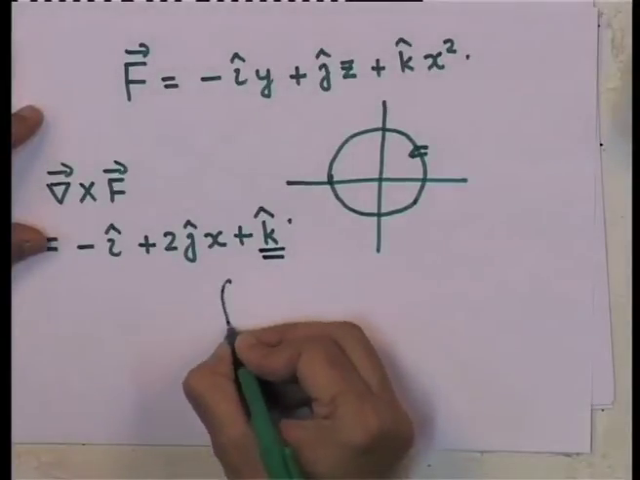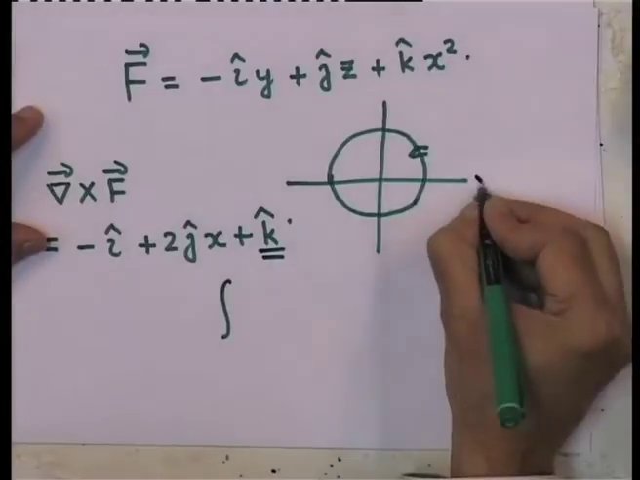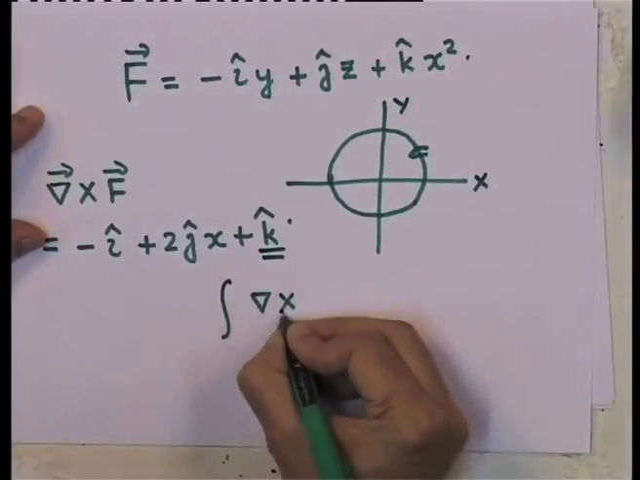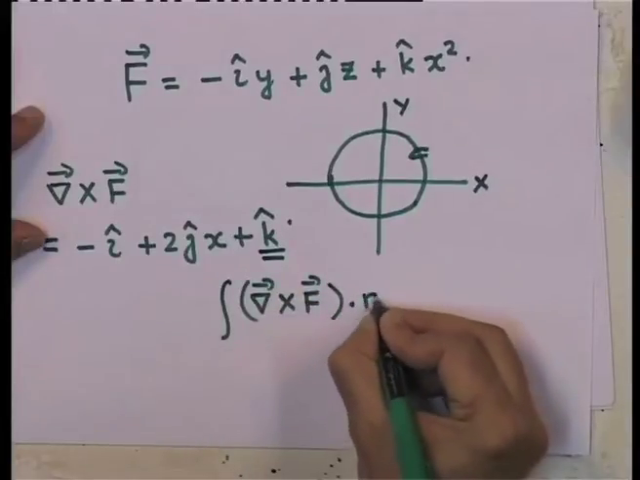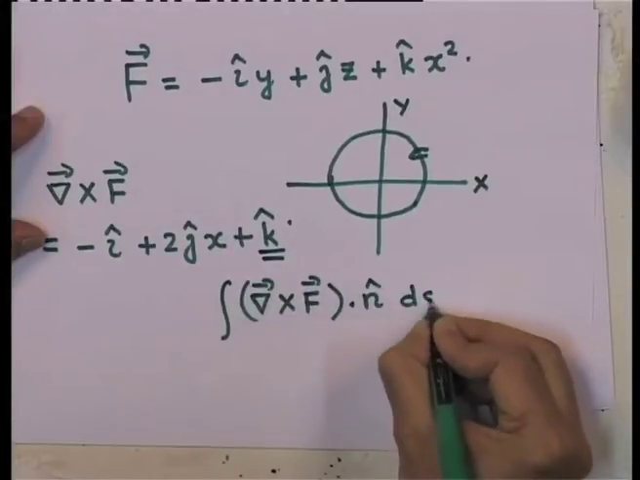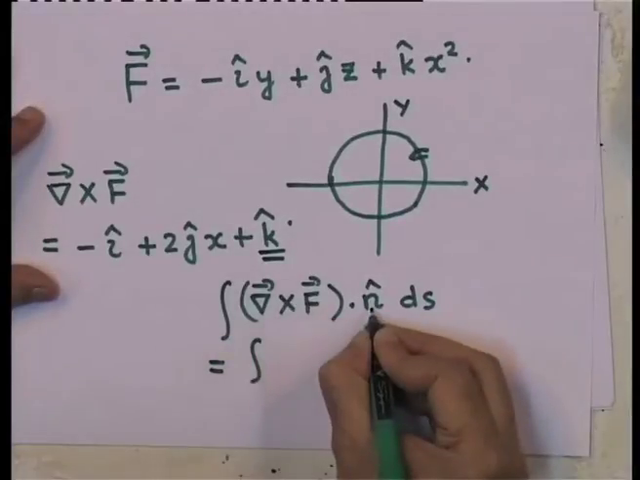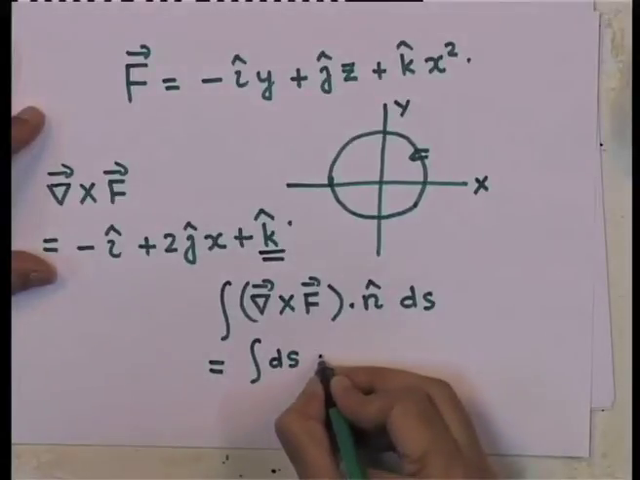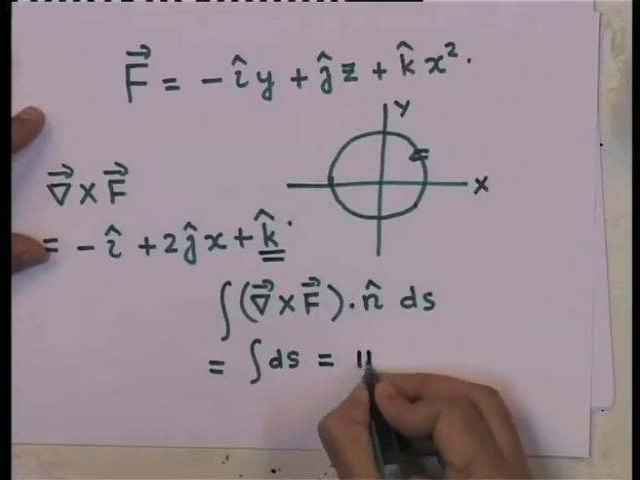So, if I take my circle in the xy plane, my curl of f dot n ds is simply equal to k dot k, which is equal to 1 times ds, and this integral is a surface integral of a circle. So, this is pi r square.